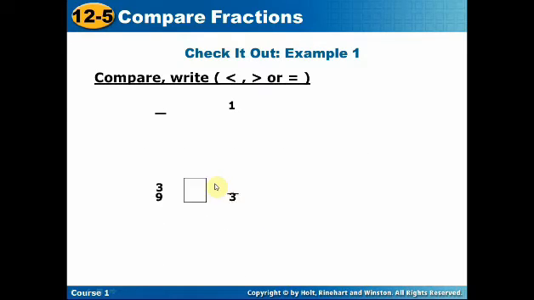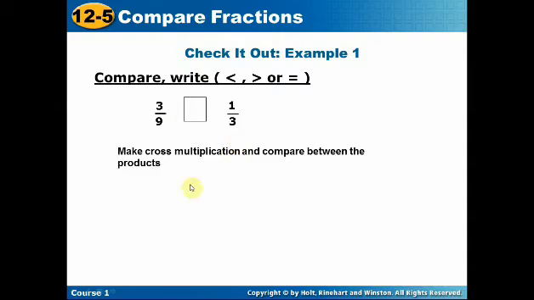Another example, 3 over 9 and 1 over 3. Make cross multiplication. 3 multiplied by 3 and 9 multiplied by 1. 3 multiplied by 3 equals 9 and 9 multiplied by 1 equals also 9. For that, the two fractions are equal.